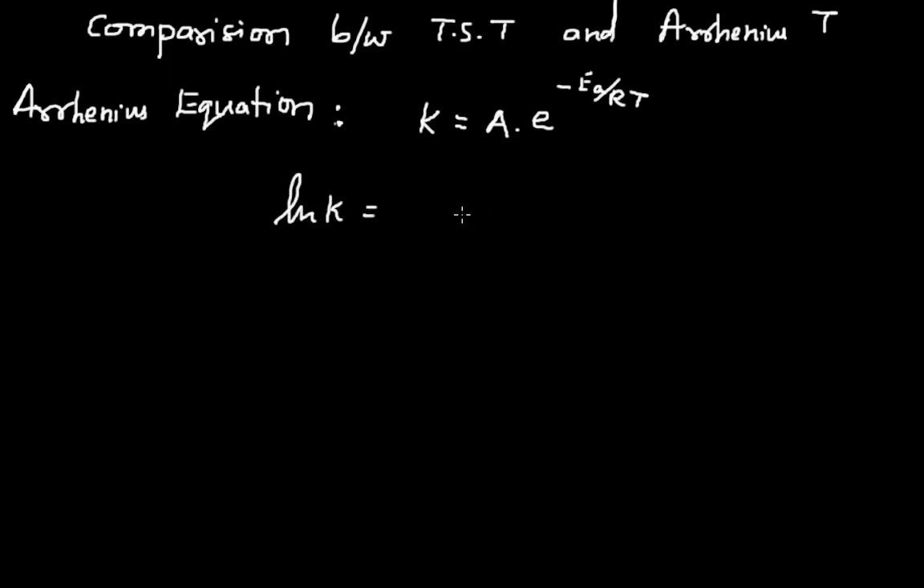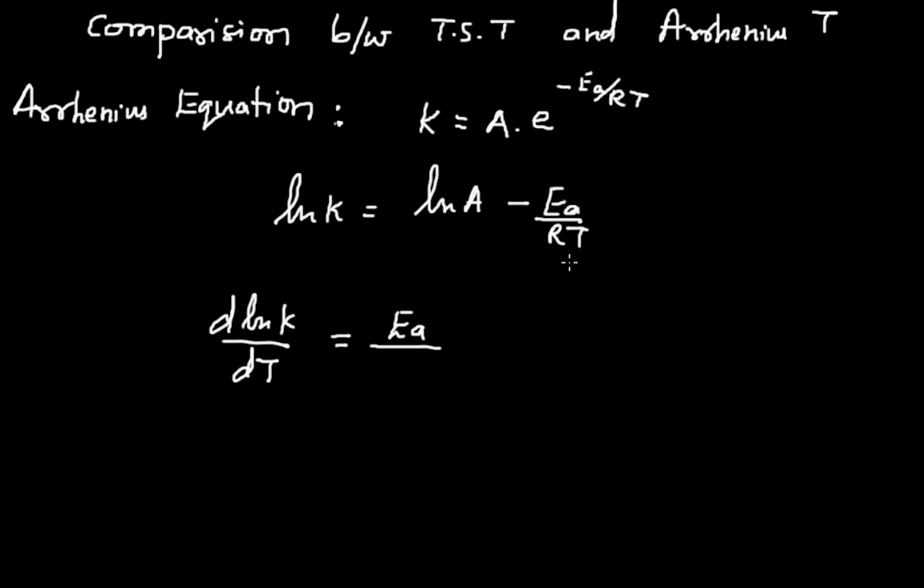So what is ln K? This is given by ln A minus EA by RT. And what is d ln K by dT? It will be equal to EA by RT squared, since the differentiation of 1 by T with respect to T gives minus 1 by T squared. So if you do that, you are going to get this. Okay, so this is your equation 1.